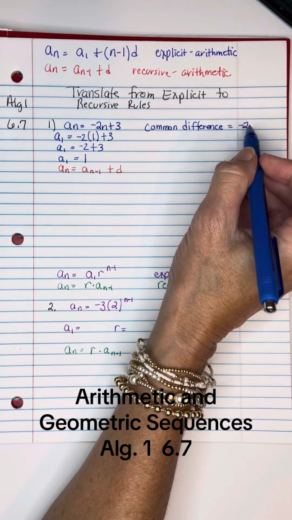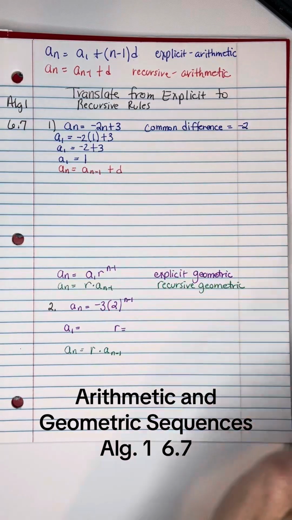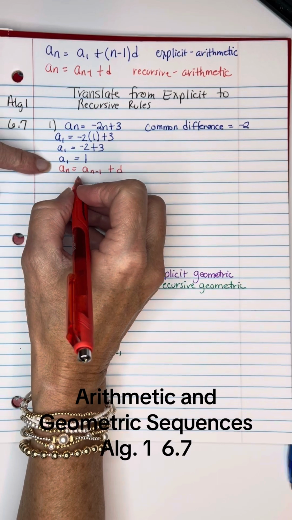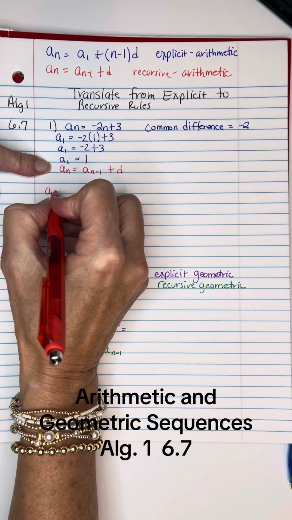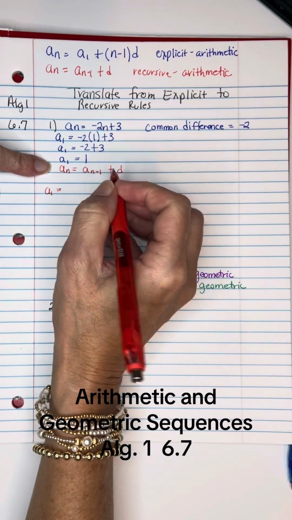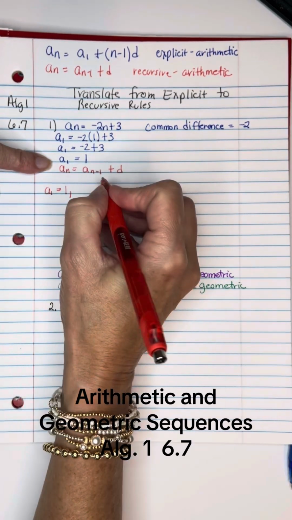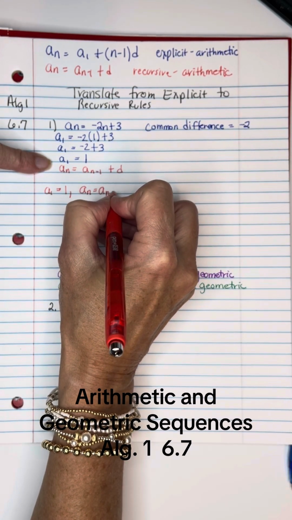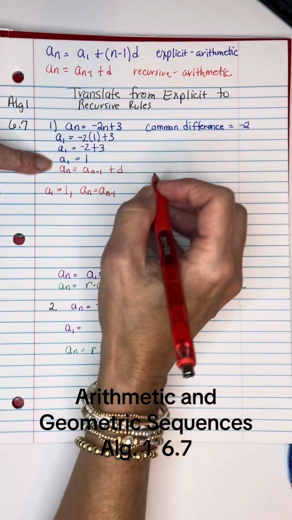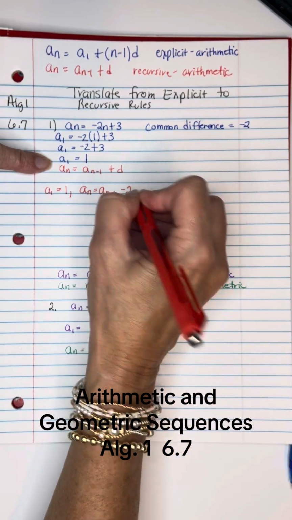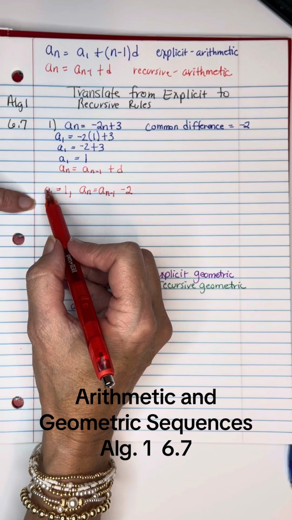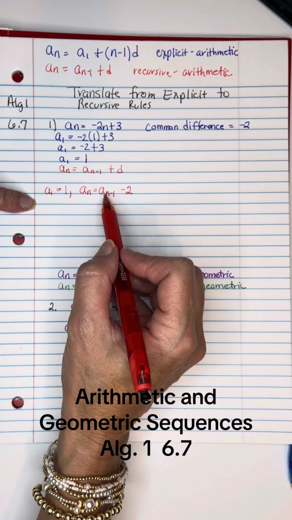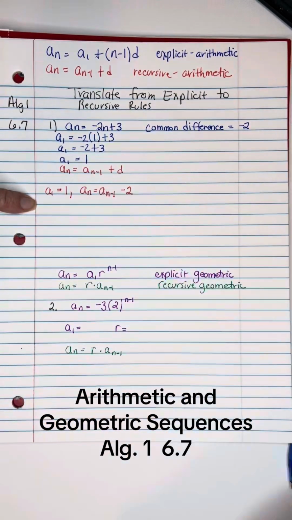So now I know my d and I know my a1. So let's turn it into the recursive formula. A sub n equals, let's start off by saying a sub 1 is 1, and then a comma. A sub n equals a sub n minus 1, and then plus d, which is minus 2. So this is it. A sub 1 equals 1, comma, a sub n equals a sub n minus 1 minus 2. All right, that one's done.